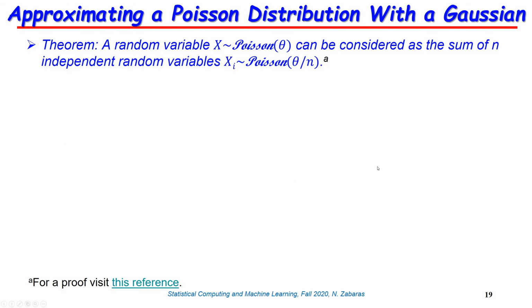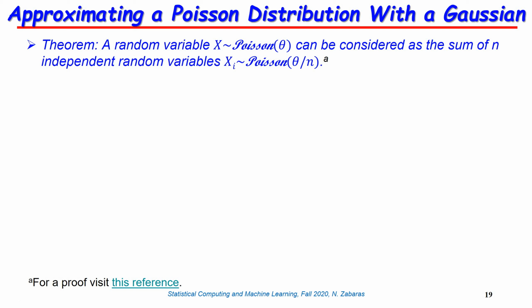Okay, so I am going to show you now that a Poisson distribution can be approximated with a Gaussian distribution, and I only need a very tiny little statement that I'm not going to prove, but is given on this link that you see on this slide. This tiny little statement says the following: if you have a random variable x that is drawn from a Poisson distribution with parameter theta, then this random variable can be considered as the sum of n independent random variables xi that are drawn from the Poisson distribution with parameter theta over n.